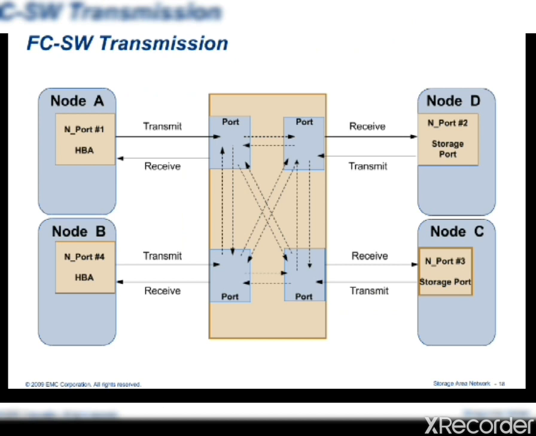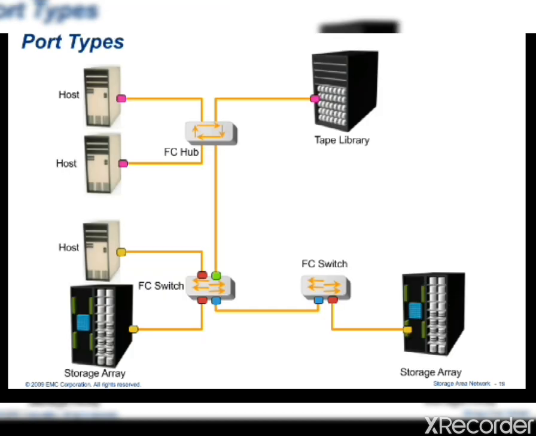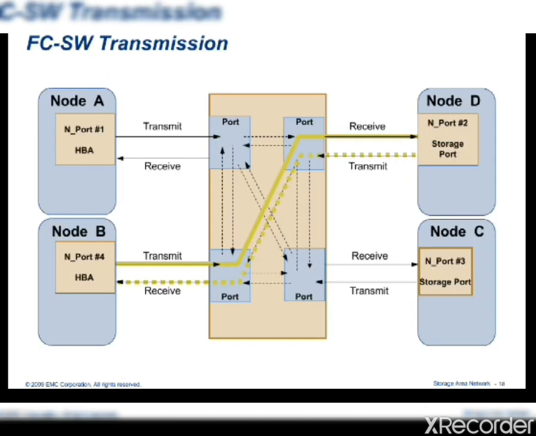Let's see how this works. B is transmitting data and it is received by D, and D is sending data and it is received by B. So B and D have a dedicated connection between them. So this was about the different interconnectivity options that Fibre Channel provides us. Thank you very much.